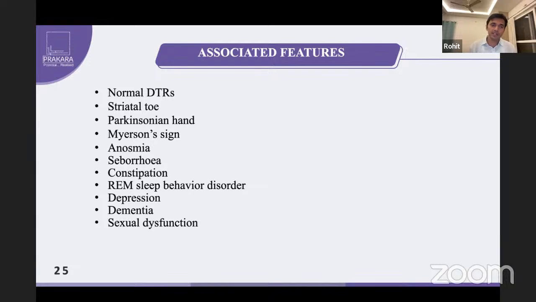Another very common feature which is often neglected in Parkinson disease patients is depression. It can present even decades before their motor manifestations start. So initially they are thought to be patients with depression, but later on they develop Parkinson disease. Only then do we get to know that these patients in fact had Parkinson disease, which started with depression. And sexual dysfunction is also a common feature in Parkinson disease patients.